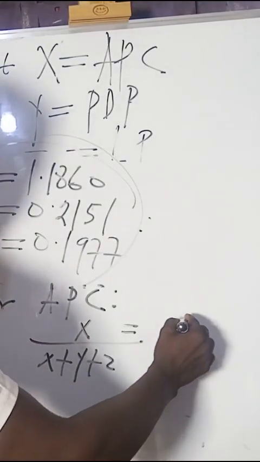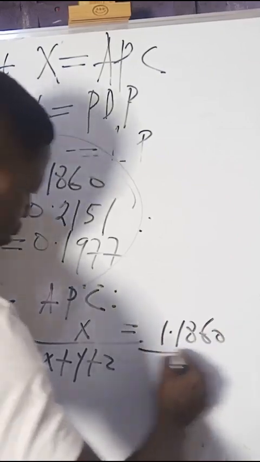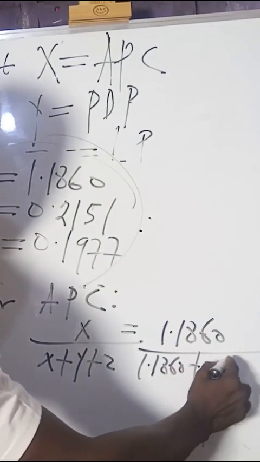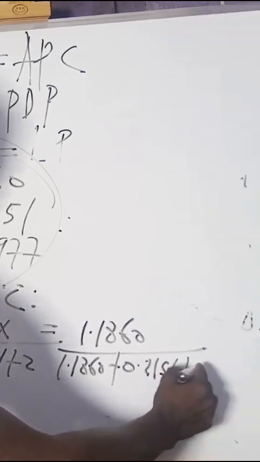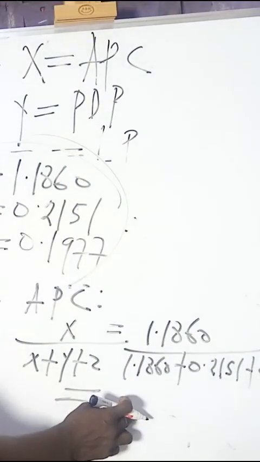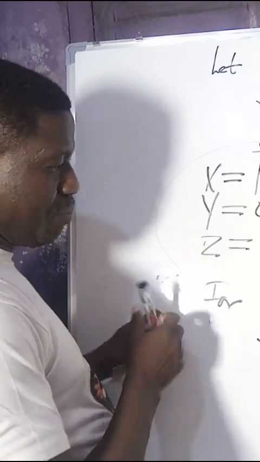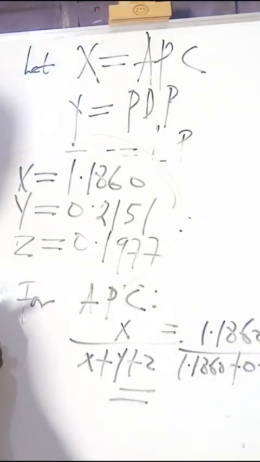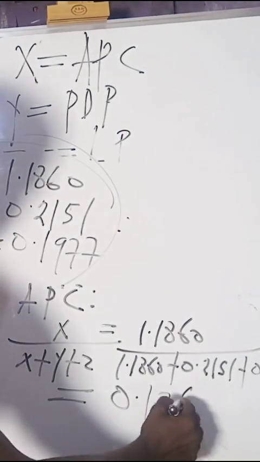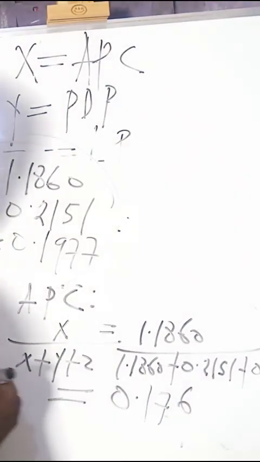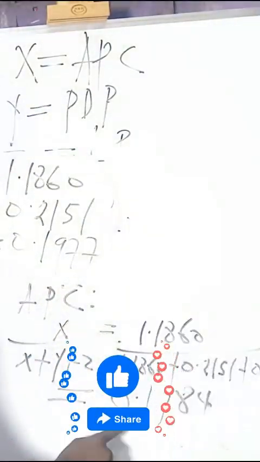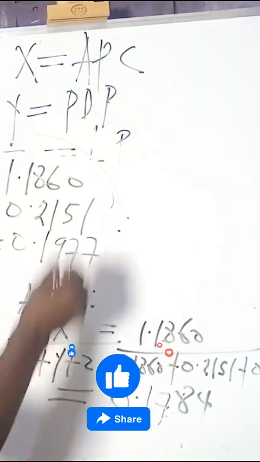The value of x we obtained is 1.1860, divided by the total, which is 1.1860 plus 0.2151 plus 0.1977. When you do that, you are going to obtain the percentage value for APC, which is 0.1784. Yes, this divided by the total will give you 0.1784.